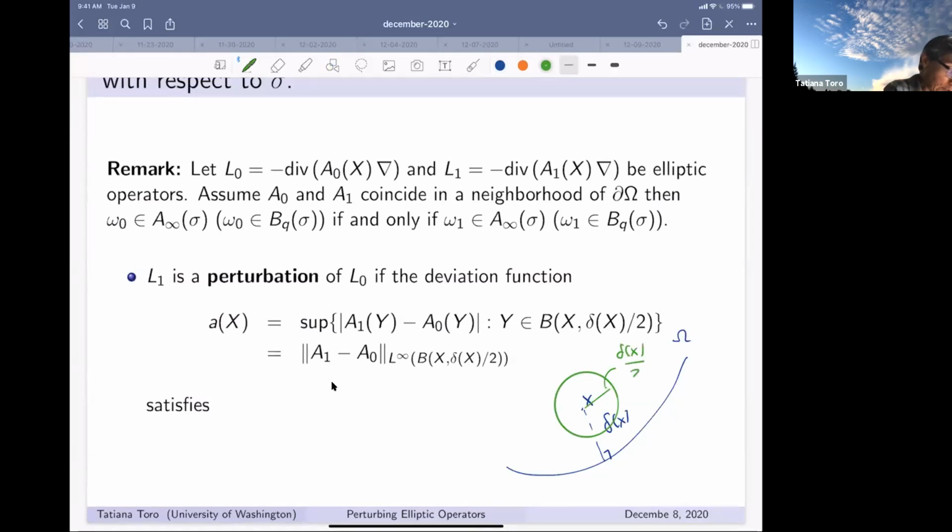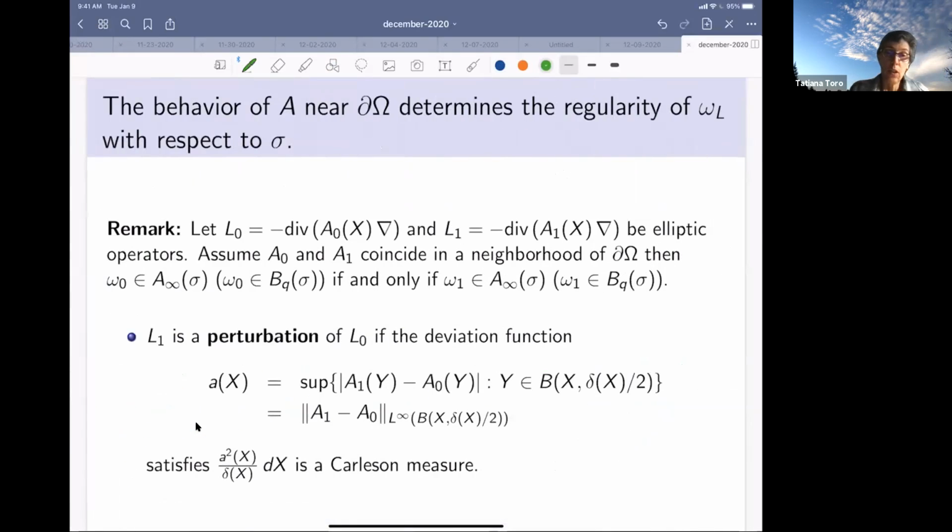Delta x over 2. I am measuring the distance between A1 and A0 in these balls, okay? And we say that L1 is a perturbation of L0 if, when we look at the sup of the difference here, it satisfies the following condition, and I'll explain what this condition is. I don't expect you to remember it offhand. A squared of x over delta x, where delta x is the distance to the boundary, is a Carlson measure, okay?